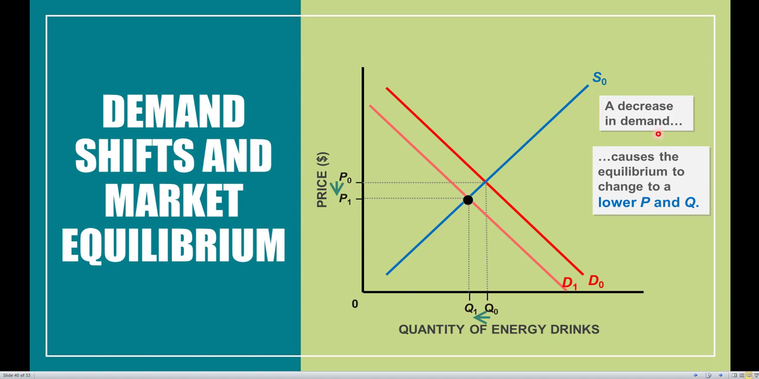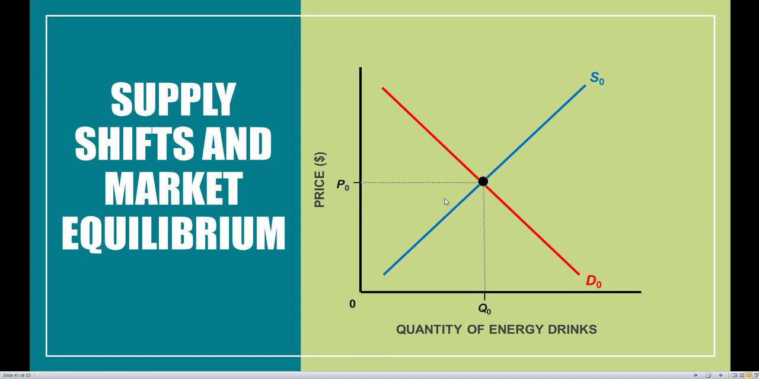So anytime we have a decrease in demand, it causes equilibrium to change to a lower price and a lower quantity. So far so good. Let's go ahead and take a look at some supply shifts right now.